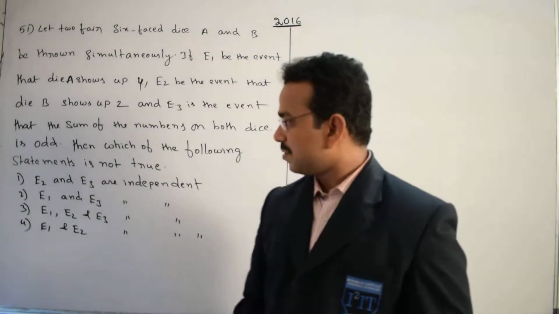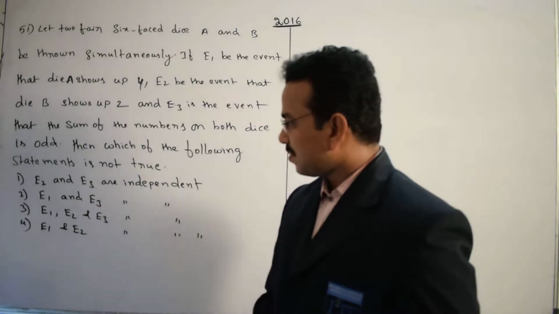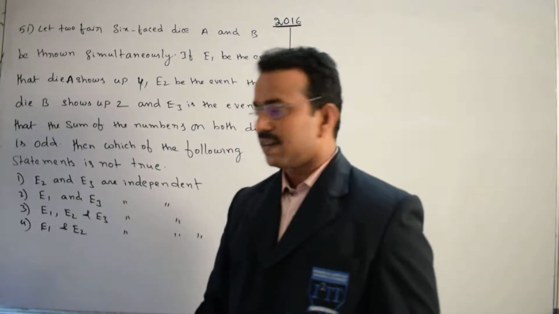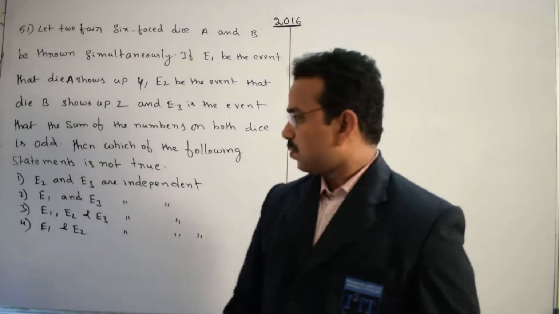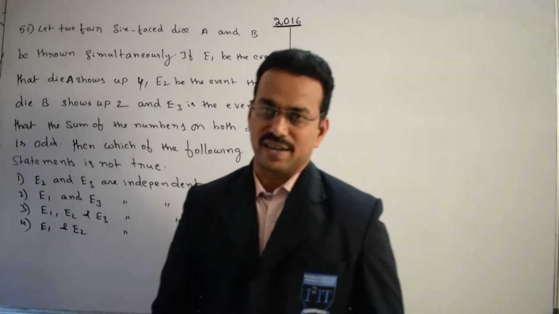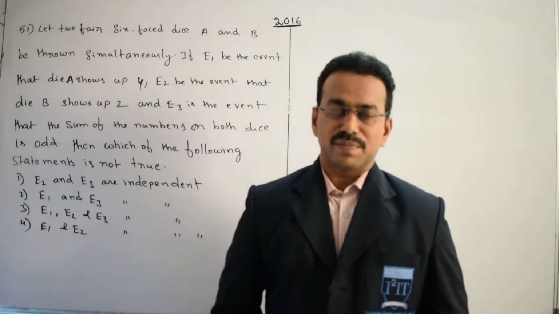What are the statements they have given? First one, E2 and E3 are independent, and second one, the events E1 and E3 are independent. Third one, E1, E2 and E3 are independent. Fourth one, E1 and E2 are independent. Independence is there in each and every statement. What is the meaning of independent?